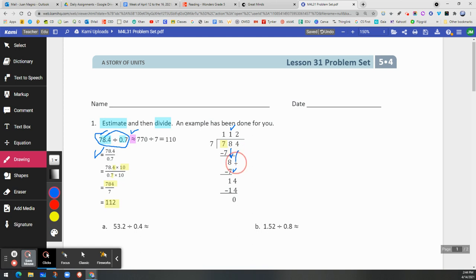And now we lower the last digit, 4. So that makes a 1 into a 14 because we regroup. And you know that the 7 goes into the 14 two times. So 2 times 7 equals 14. Two 14s, when they minus each other, they cancel each other out, and the answer is 0.